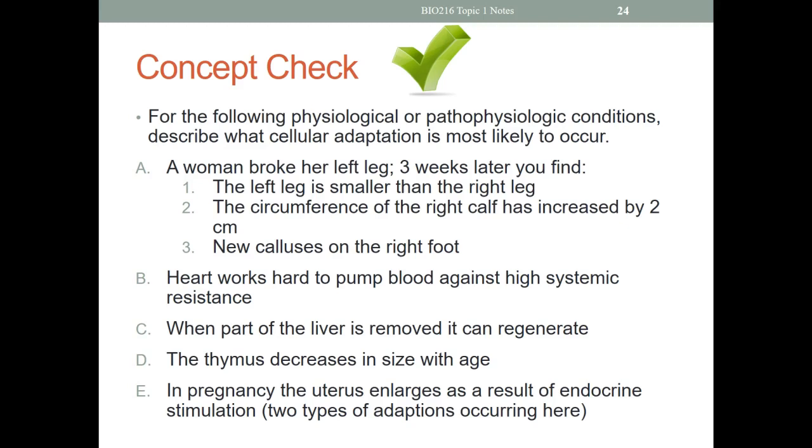B. The heart works hard to pump blood against a high systemic resistance. C. When part of the liver is removed, it can regenerate. D. The thymus decreases in size with age. E. In pregnancy, the uterus enlarges as a result of endocrine stimulation, and you should be able to name 2 types of adaptations that occur here. Okay, so pause the video and make sure you can answer all these before looking at the answer.